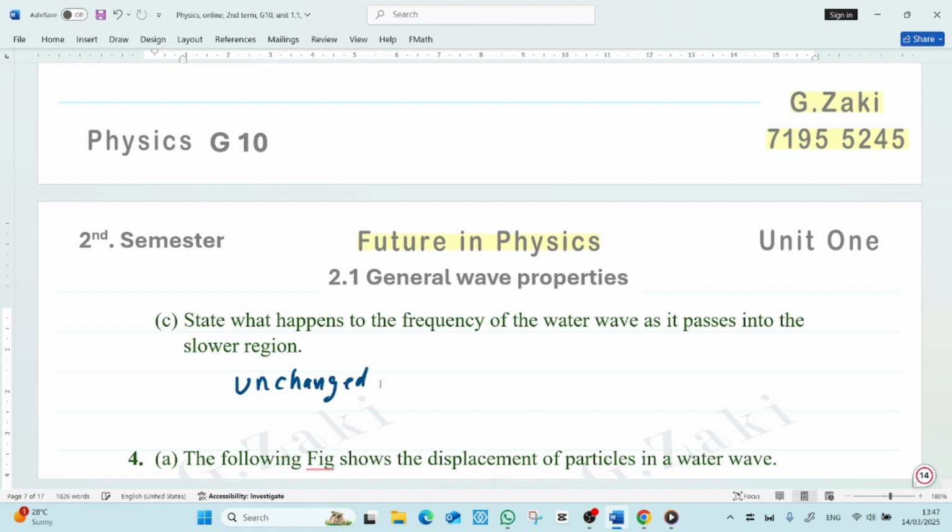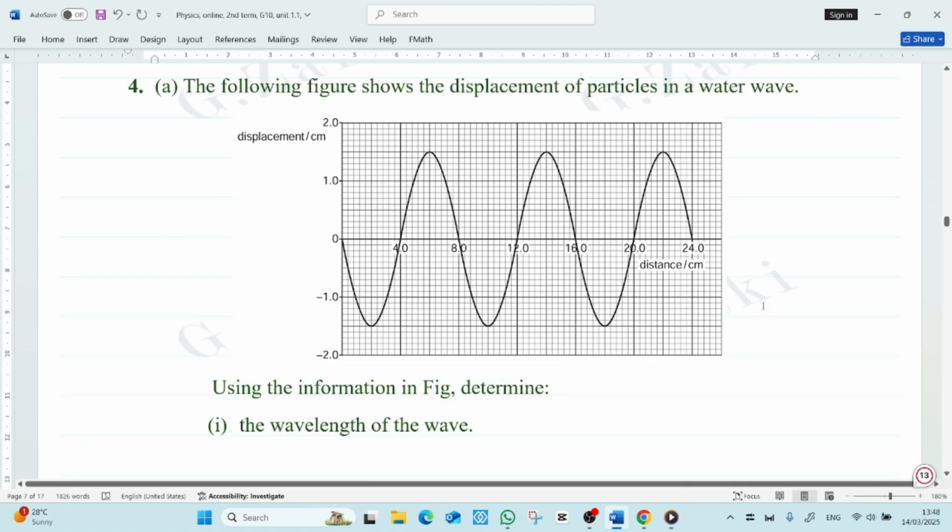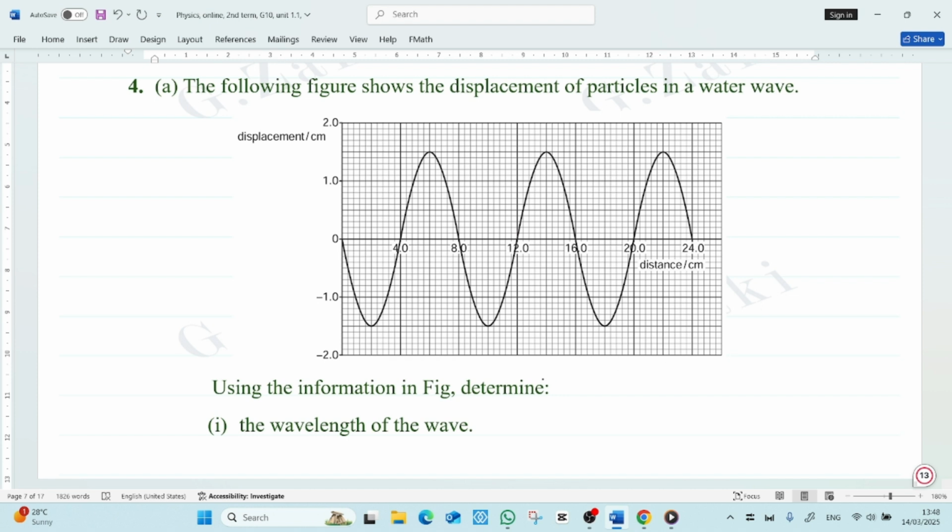The frequency unchanged. Next question, the following figure shows the displacement of particles in a water wave. Using the information in the figure, determine the wavelength. What is the wavelength? This is displacement distance. Then the wavelength here, it is the length of one wave. You can see this point, it's 8.0. Then 8.0 what? Centimeter. Then the wavelength denoted by lambda, it's 8.0 centimeter.